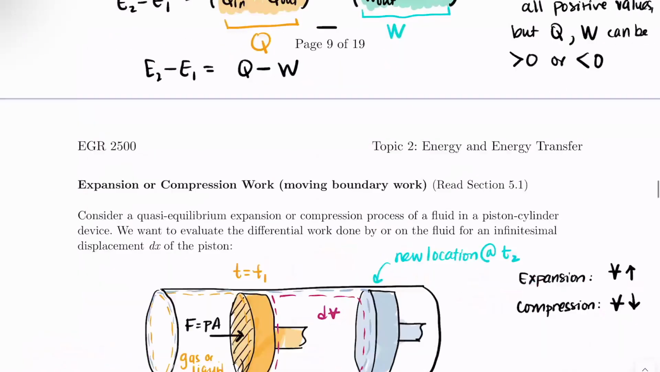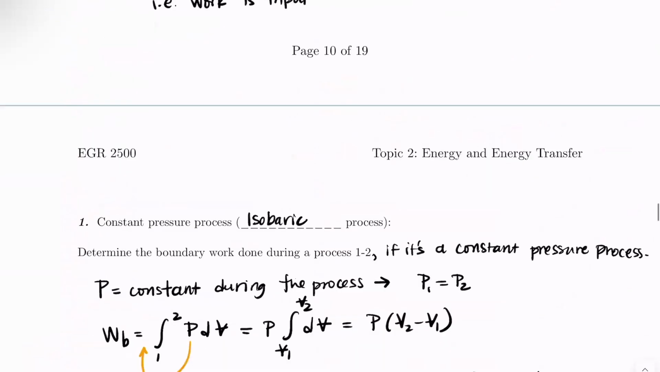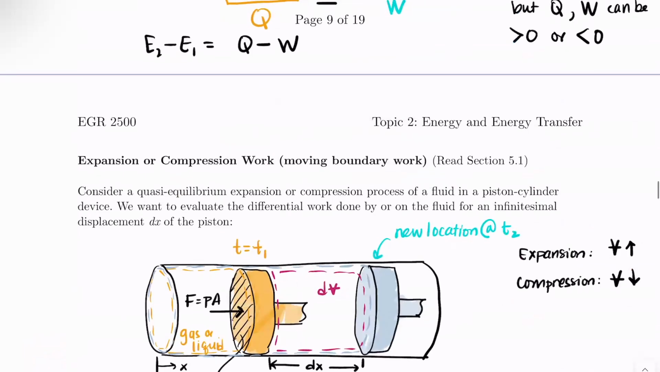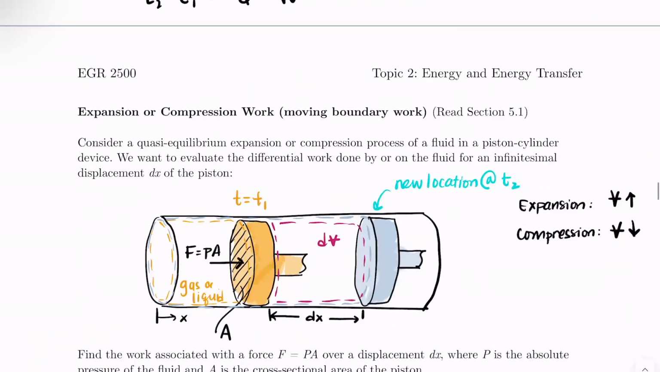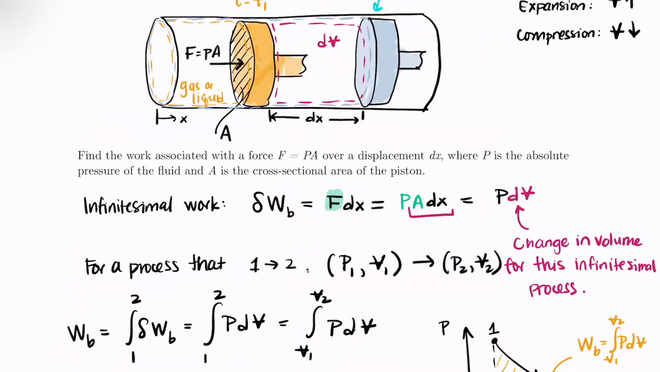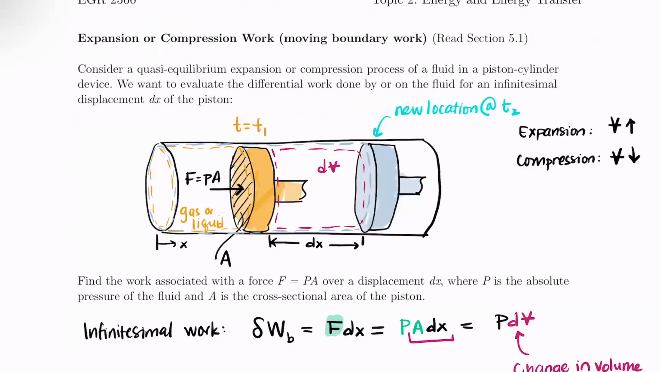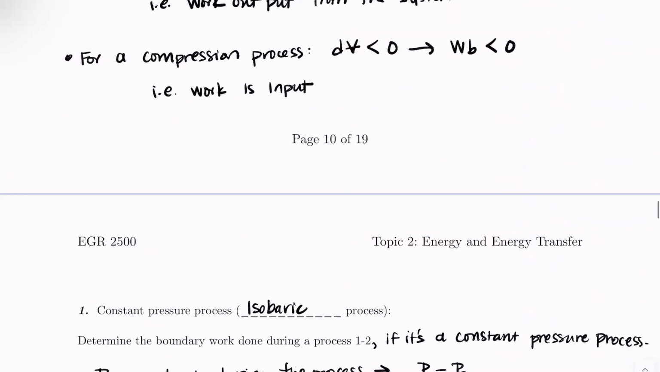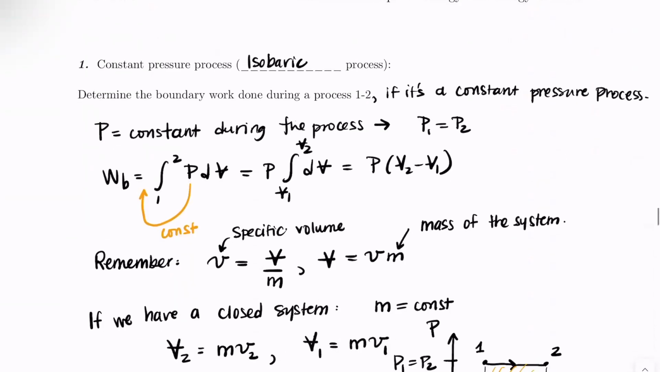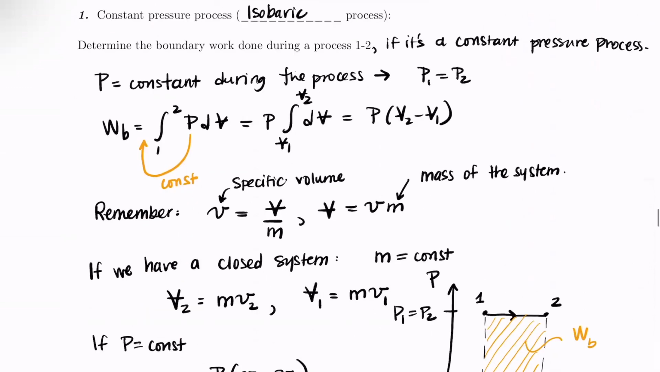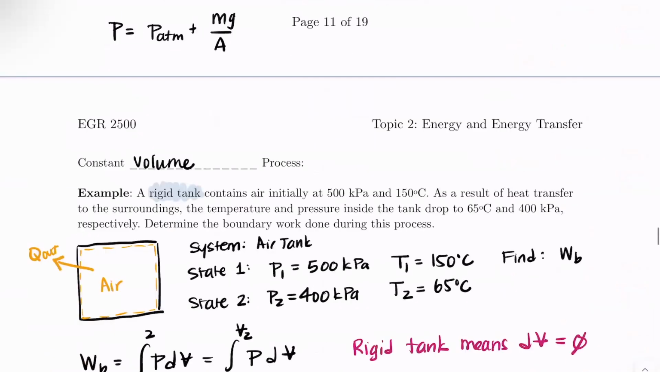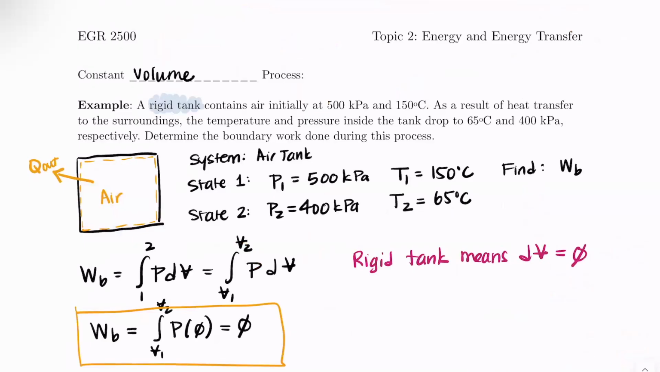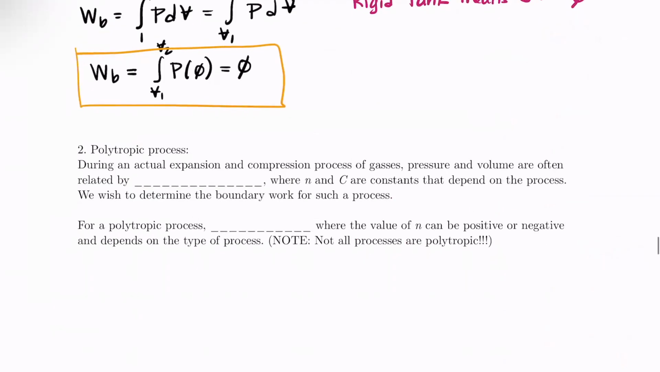All right, let's get back to where we were. We were talking about different types of work and how we can use our conservation of energy equation to find boundary work. We looked at expansion or compression work, so this is moving boundary work. We also looked at constant pressure processes or isobaric work, as well as constant volume processes, which of course have no work. All right. The next type of process we're going to talk about is a polytropic process.